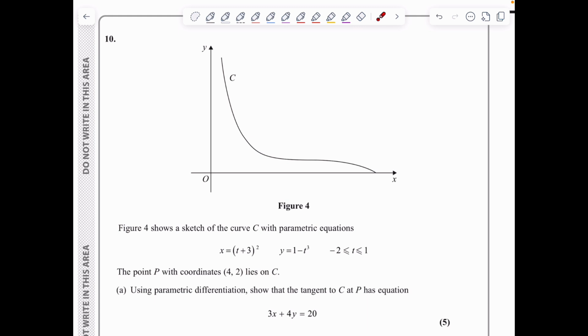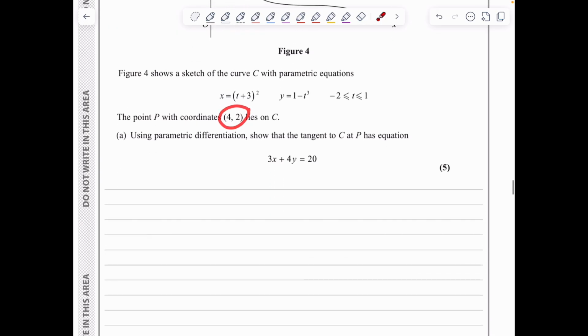Question 10 is on parametric equations. We've got the curve C with parametric equations x is (t plus 3) all squared and y is 1 minus t cubed. Now the parameter t varies between negative 2 and 1 inclusive. We are told that the point P with coordinates (4, 2) lies on C, and we need to use parametric differentiation to show that the tangent to C at P has equation 3x plus 4y is 20.